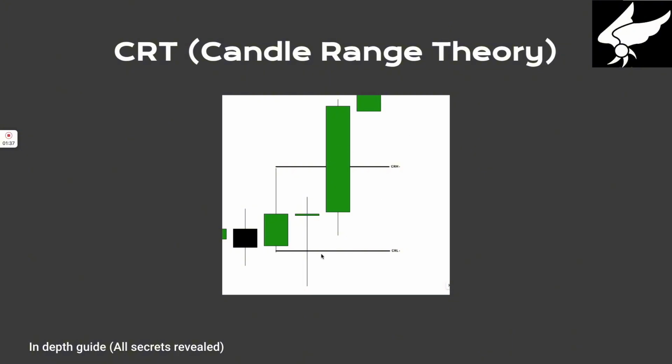This right here is a CRT. We have the first candle forming the range, the high, and the low. The second candle manipulating below, wicking, turtle soup, and the third candle distributing higher, where? To the range high.